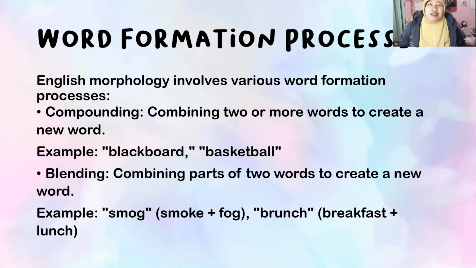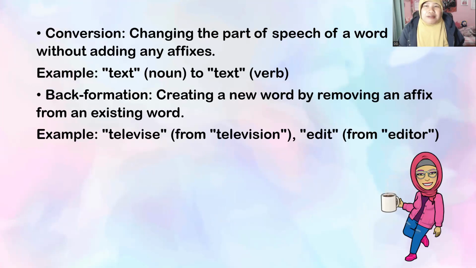So English morphology involves various word formation processes. For example, compounding, which combines two or more words to create a new word like blackboard, basketball, and any others. You can find more when you start learning morphology next semester. And blending, combining parts of two words to create a new word, like smog, brunch, or congratulations. I believe that you have heard of that word a lot now. And also conversion. It is changing the part of speech of a word without any affixes.